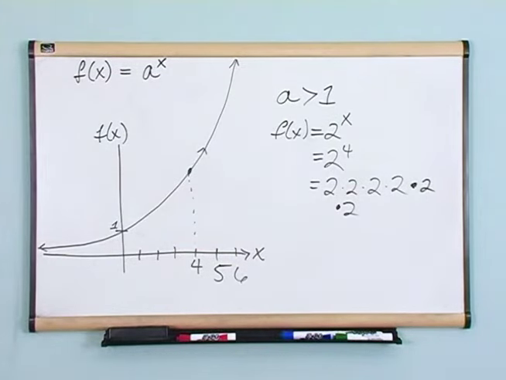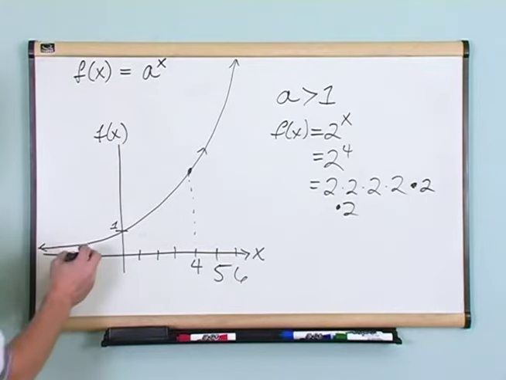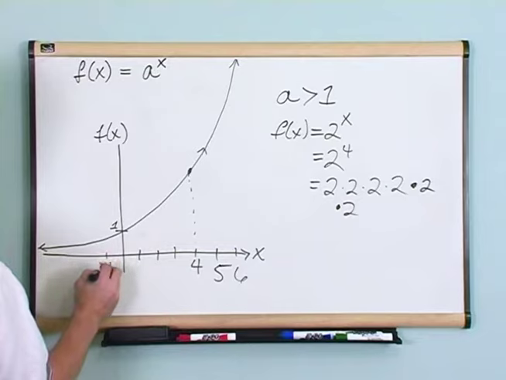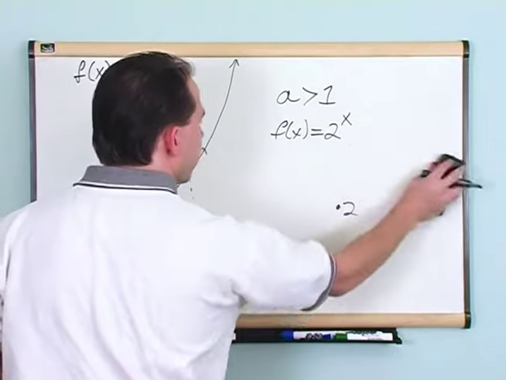Now think about it on this side of the equation. Let's think about, here's -1. Let's think -2.